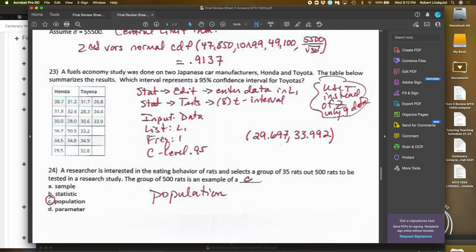Okay? Very quickly, the last one is population. It's a definition thing. And number 23, you're going to put in now the list for Toyota. Put that all in. And you're going to go to Stat Edit. You put the list in L1. Then you go to Stat Tests, and you go to Choice 8, the T interval, because there's so few scores, it's a T test. Input from the data. The list is L1. The frequency is 1. And the confidence level you're looking for is 0.95. When you crunch those numbers, it'll show you 29.697 to 33.992. Make sure you use a T test, not a Z test, because there's so few scores.